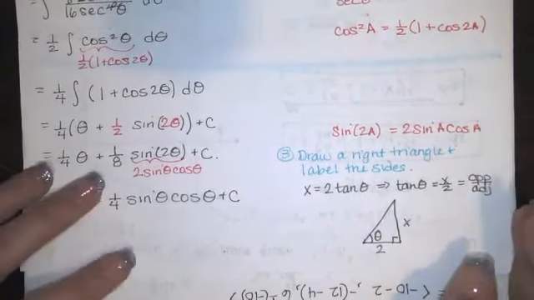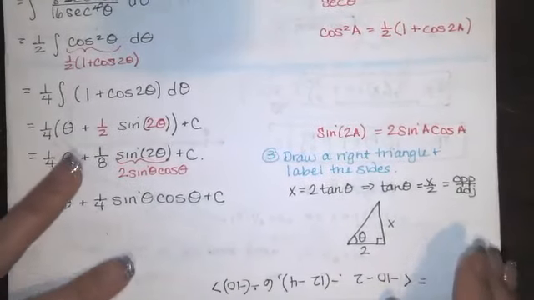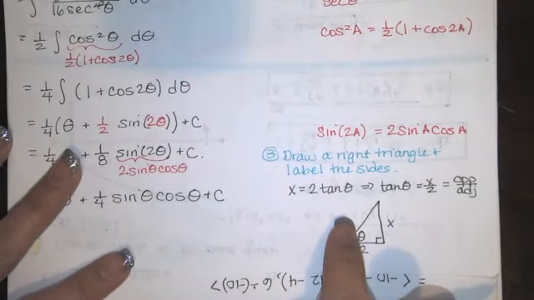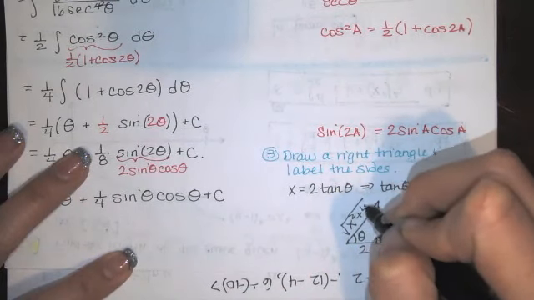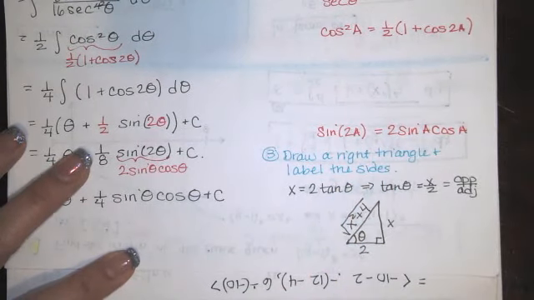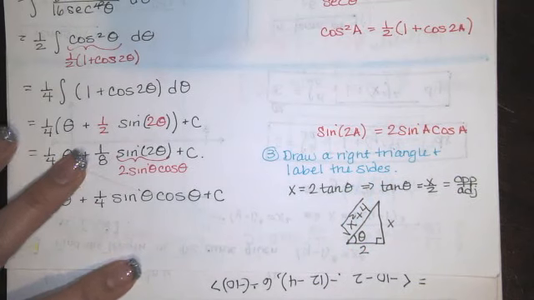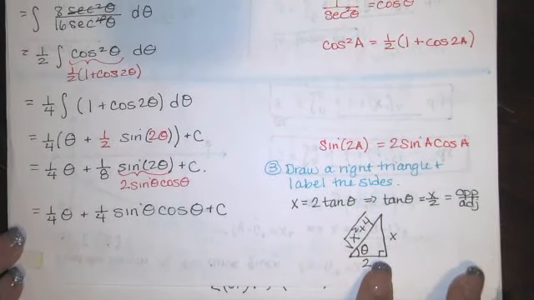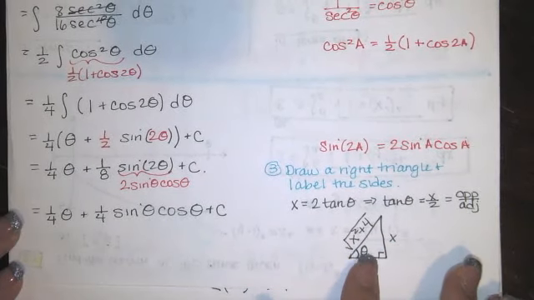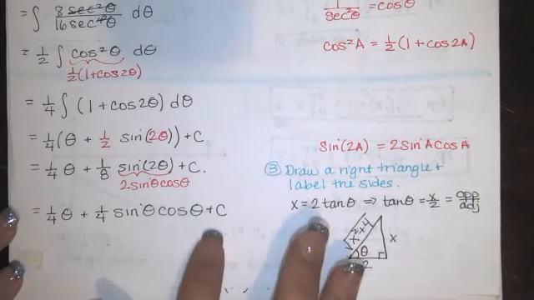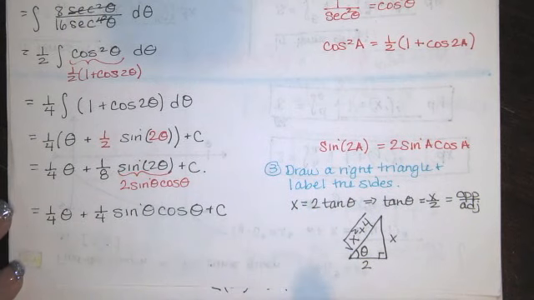And then if we use the Pythagorean theorem, this squared plus this squared equals this squared, we can find that the hypotenuse is equal to the square root of x squared plus 4. Okay, so we've got this triangle with the labeled sides. Now we need to use this triangle to write this answer in terms of x.